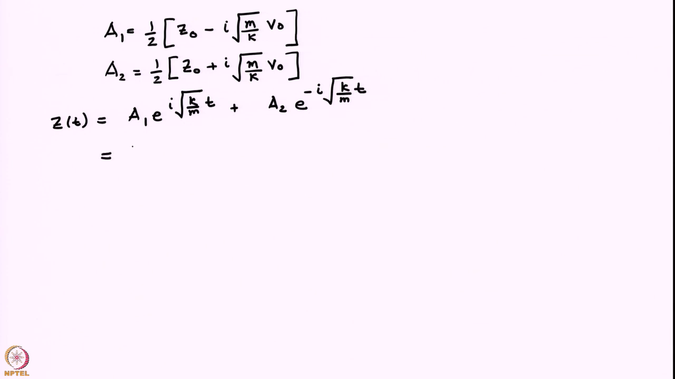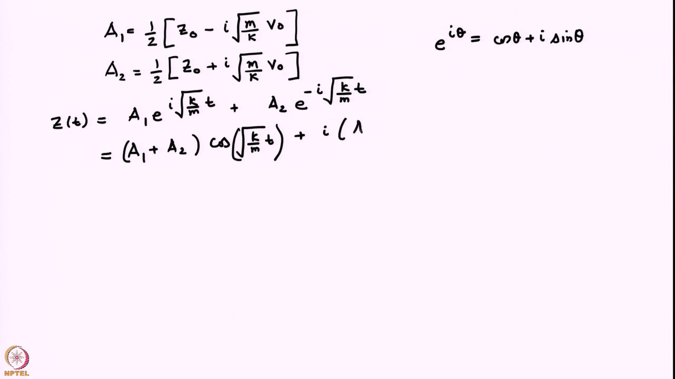And if I substitute this, now I am going to use e to the power i theta is cos theta plus i sin theta. Now if I substitute that and write it in real notation in terms of cos and sin, then I get (A1 plus A2) cos square root k by m t plus i times (A1 minus A2) into sin square root k by m t. Now as it is clear, A1 plus A2 is a real number, i times (A1 minus A2) is again a real number. So this is going to eventually give us a real expression.